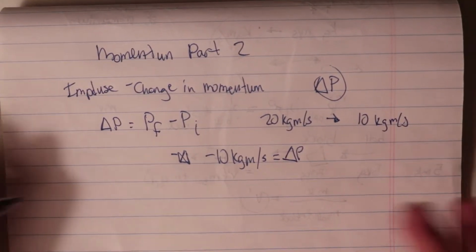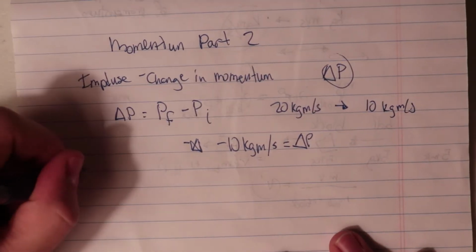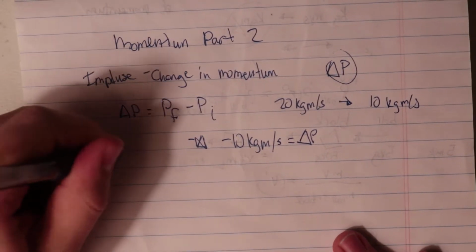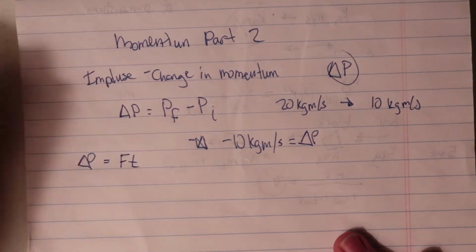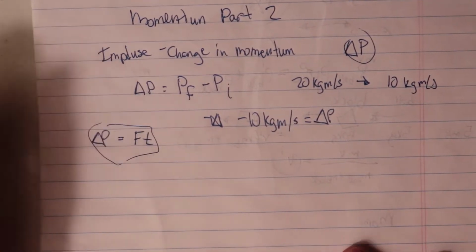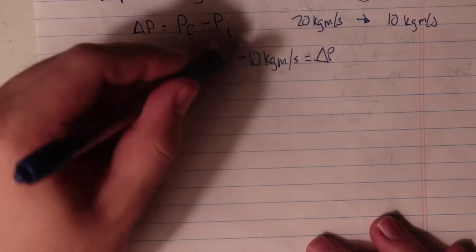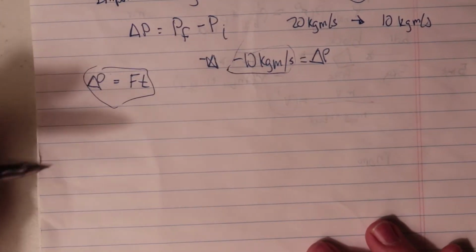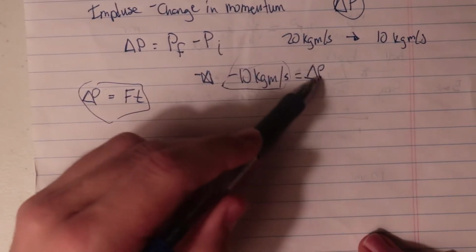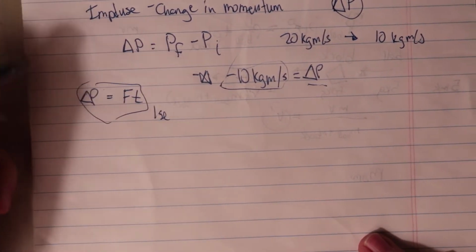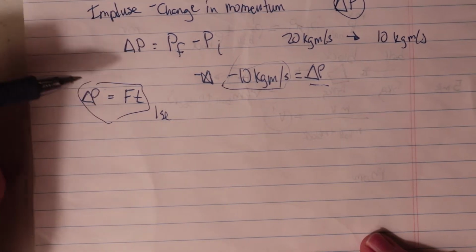So another equation that we have dealing with impulse is that the change in momentum equals the force that it took to do something times the time. So this is helpful because then we can begin to isolate things. So if I have a 10 kilogram meter per second change in momentum, and it took 1 second, then what does that mean my force was?